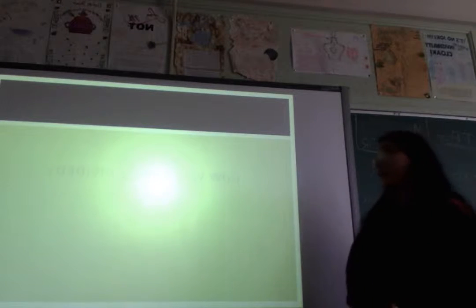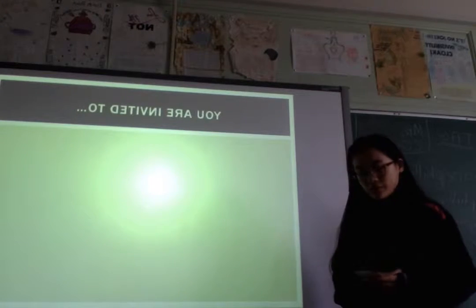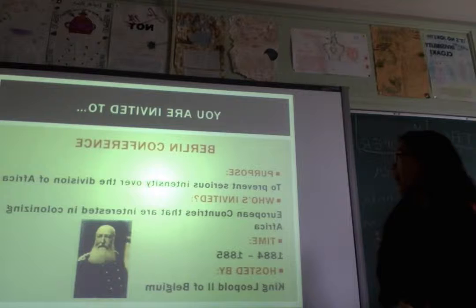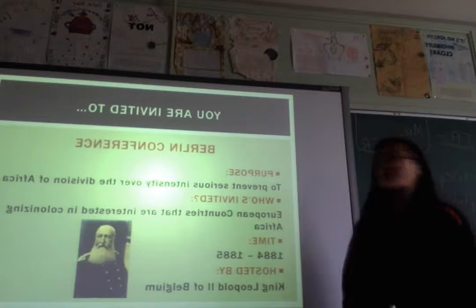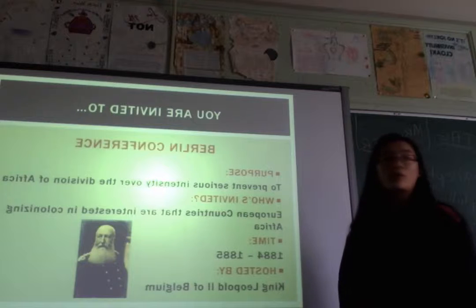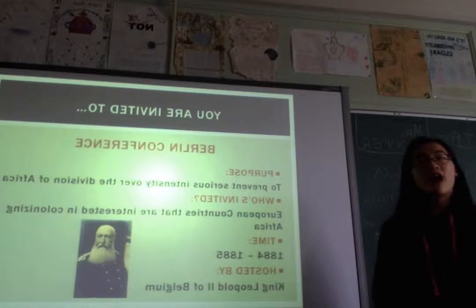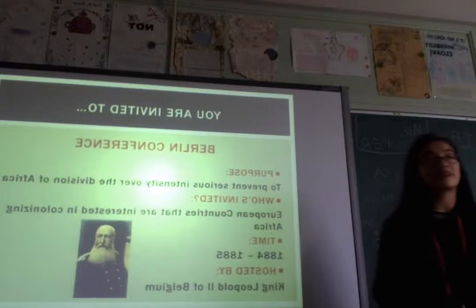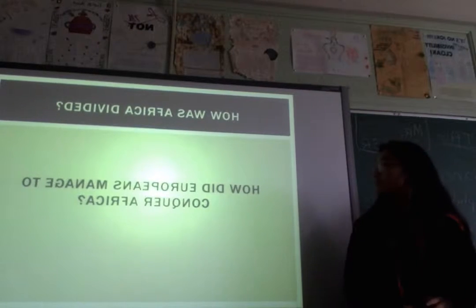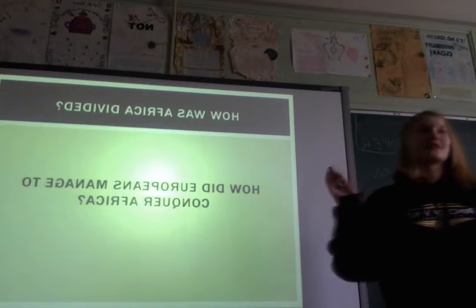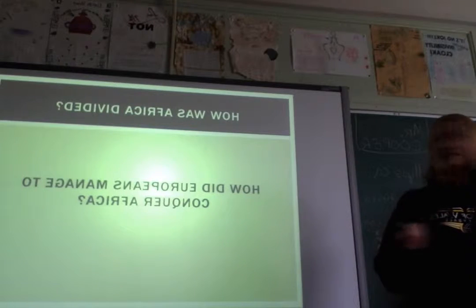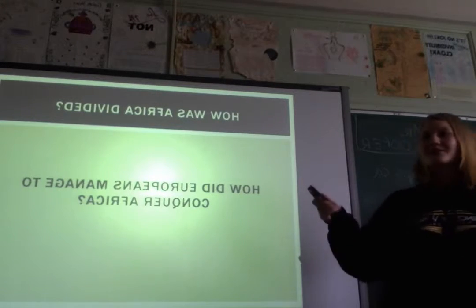So how was Africa divided? Well, the Berlin Conference was held between 1884 and 1885. Its purpose was to prevent serious conflict over the division of Africa. Basically, all the European countries who were interested in having a share of Africa got together to decide what parts they would take over so it wouldn't become a whole mess. It was hosted by King Leopold II of Belgium. The African rulers were not invited to attend the Berlin Conference to decide the division of their continent.